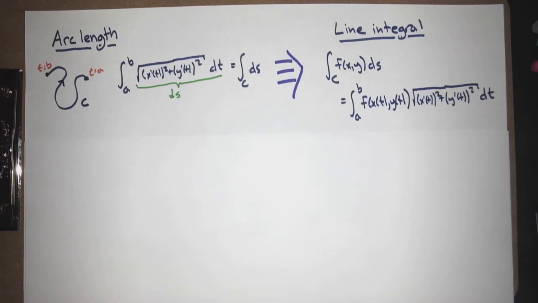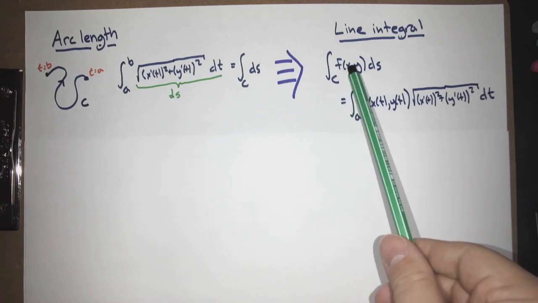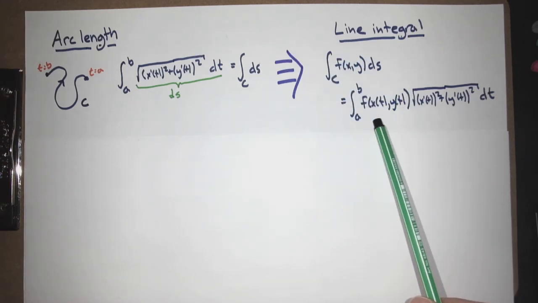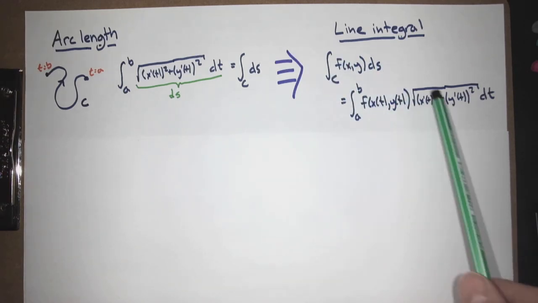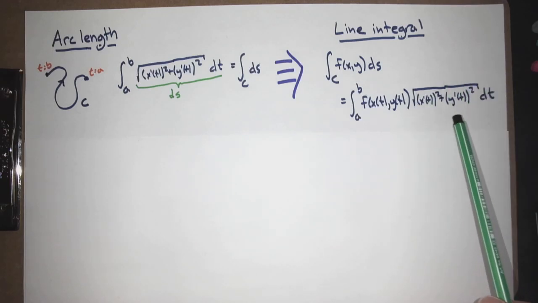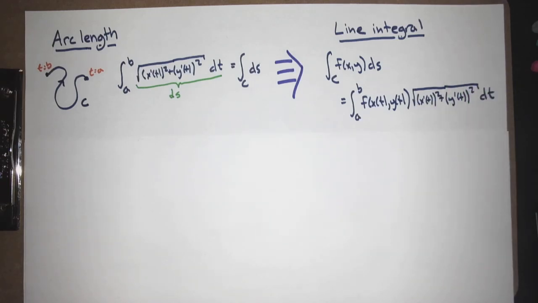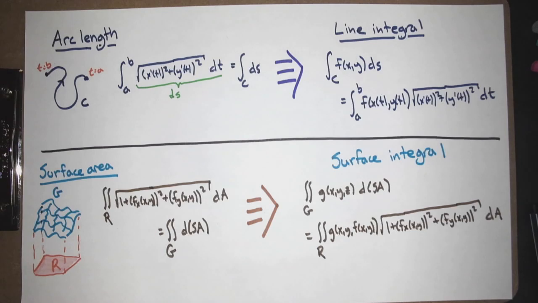So how do you do it? Well, you rewrite the function in terms of your parameterization, and then the ds is your little bit of arc length. So we needed to understand arc length to get to line integrals. We're going to do surface integrals. To understand surface integrals, we need to understand surface area, little bits of surface. So that's where we're heading.